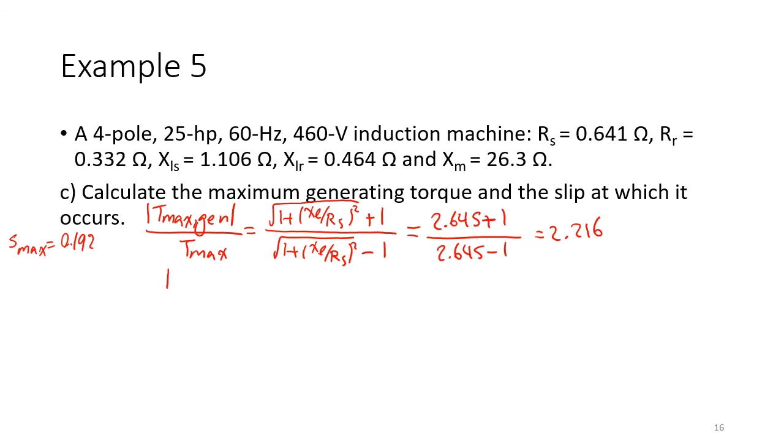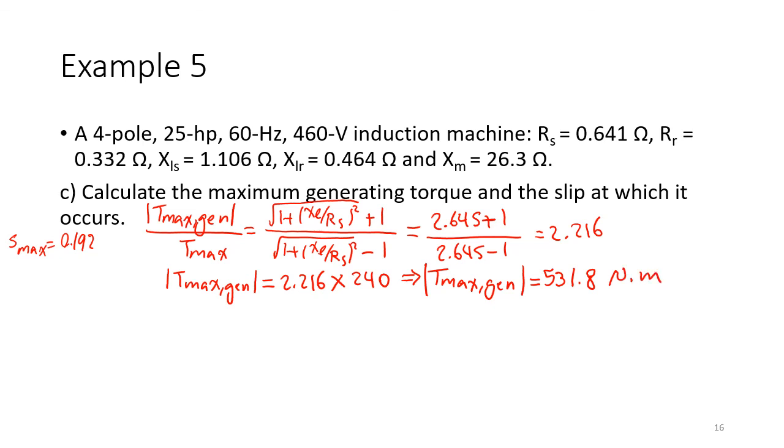So T max gen will be equal to 2.16 times the T max of 240 calculated in part A. T max gen, its absolute value, will be equal to 531.8 Newton meter.